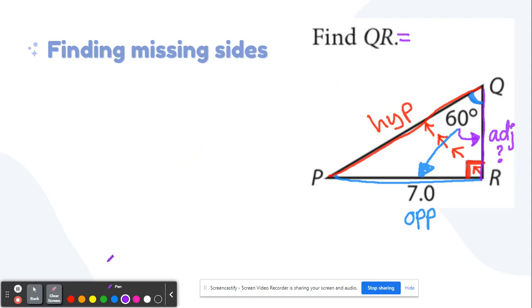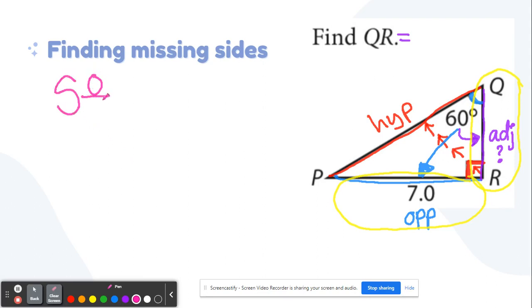All right. So now what I'm going to do is I'm going to remind you if QR is what we're trying to find, then we definitely need to use its adjacent. Then which one would be more helpful for us to have, the hypotenuse or the opposite? The answer is the opposite because the opposite has a value. It is 7.0, which is the same thing as 7. So let me show you what we're going to write here.